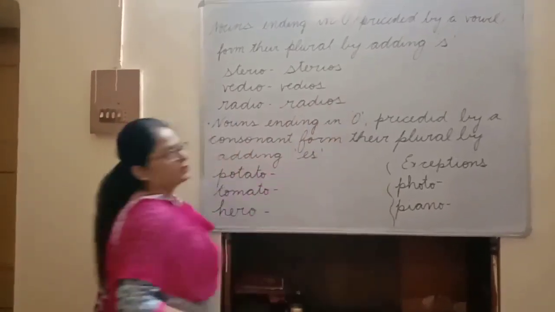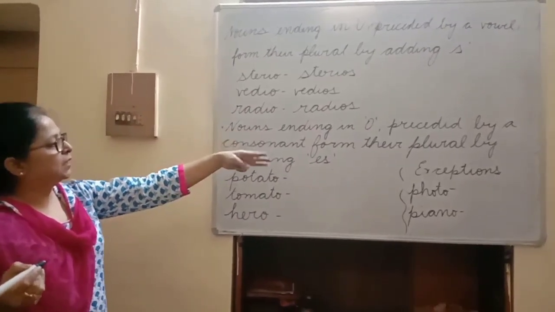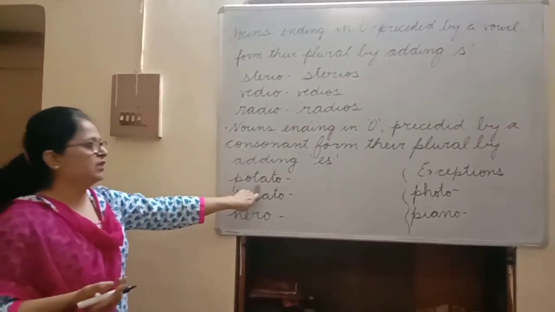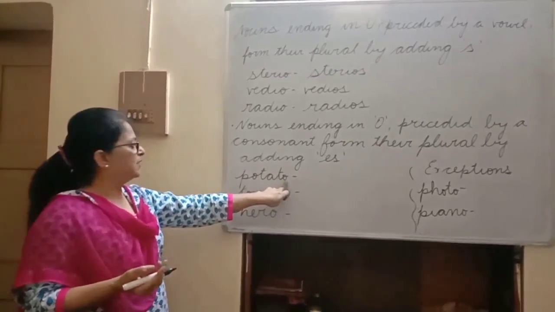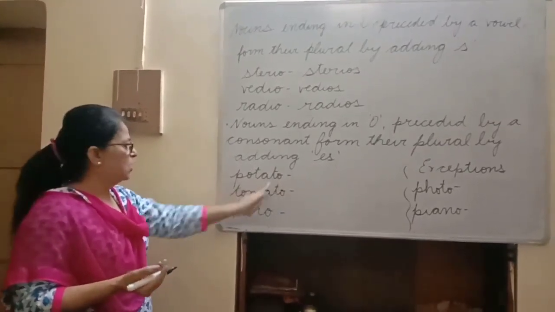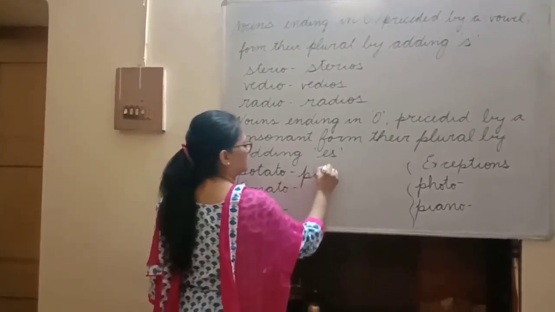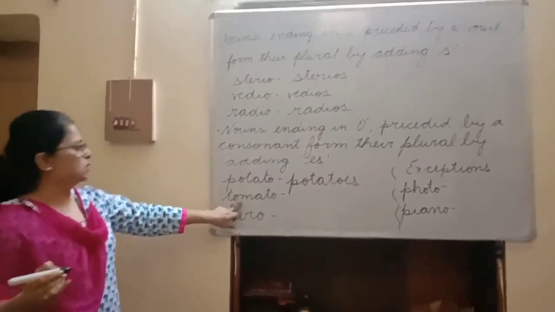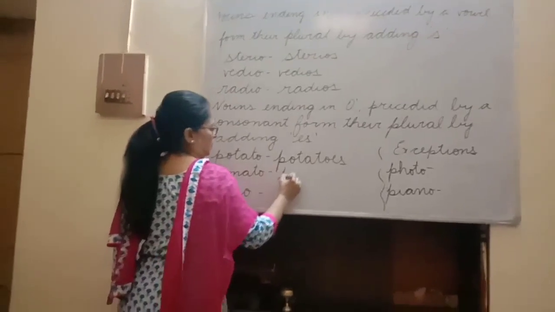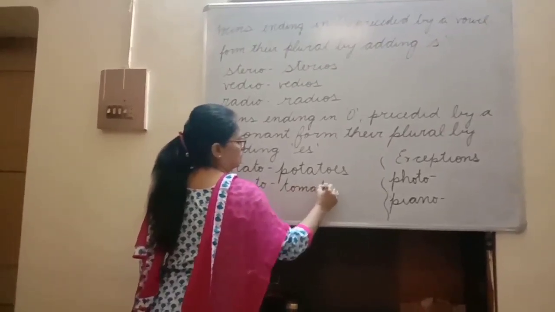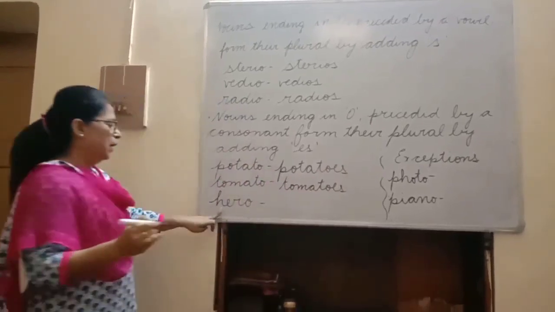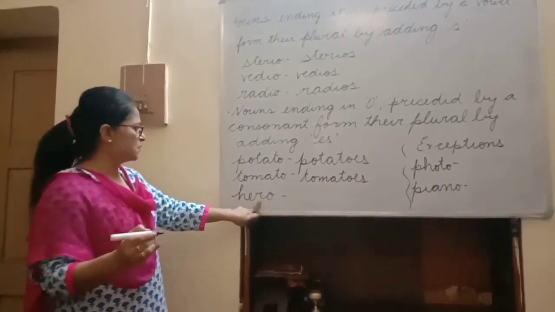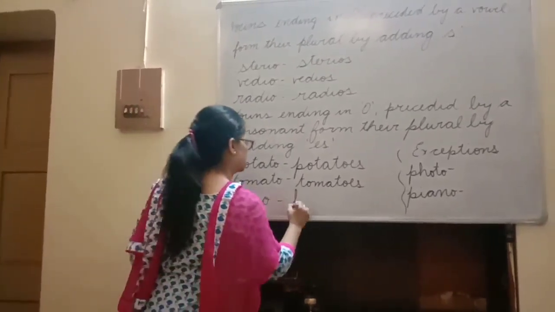The next rule. Nouns ending in o preceded by a consonant form their plural by adding es. Potato, it ends in o, but it's preceded by a consonant t. So it becomes potatoes. Tomato becomes tomatoes. Hero, it ends in o and it's preceded by a consonant, so it becomes heroes.